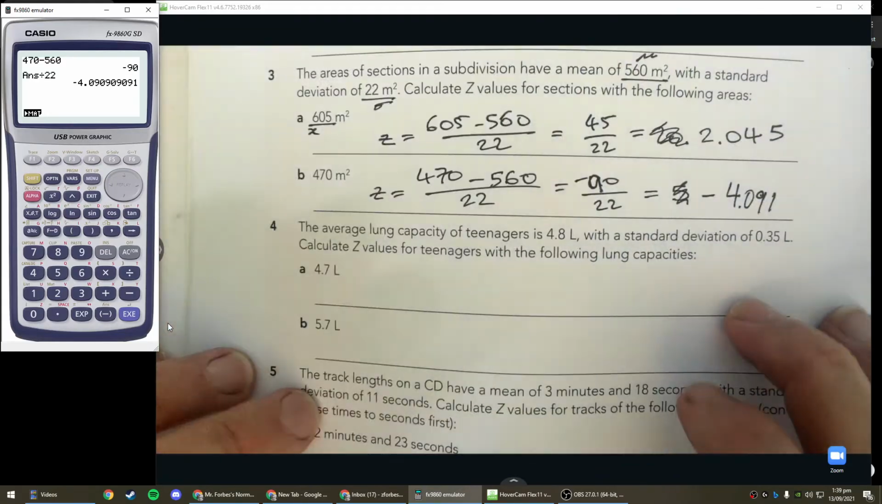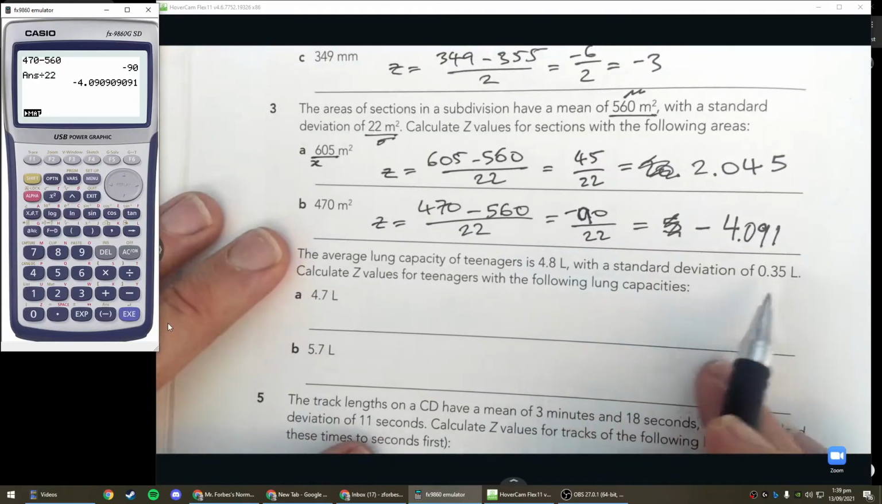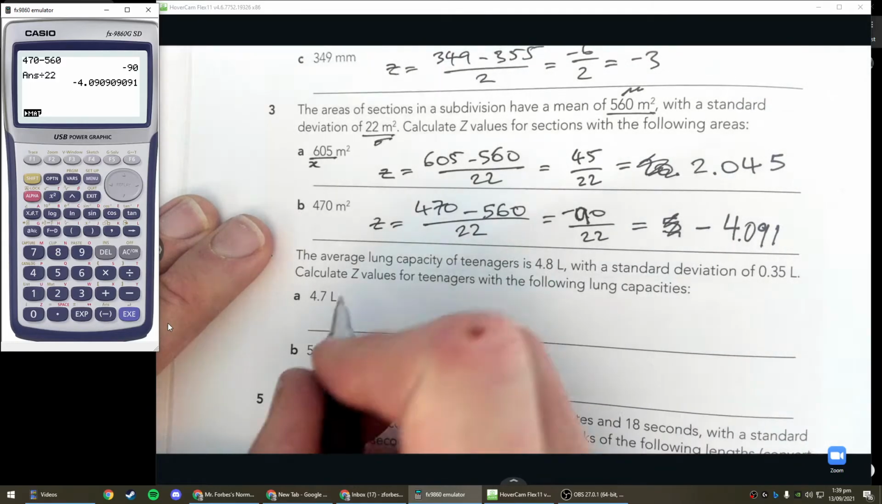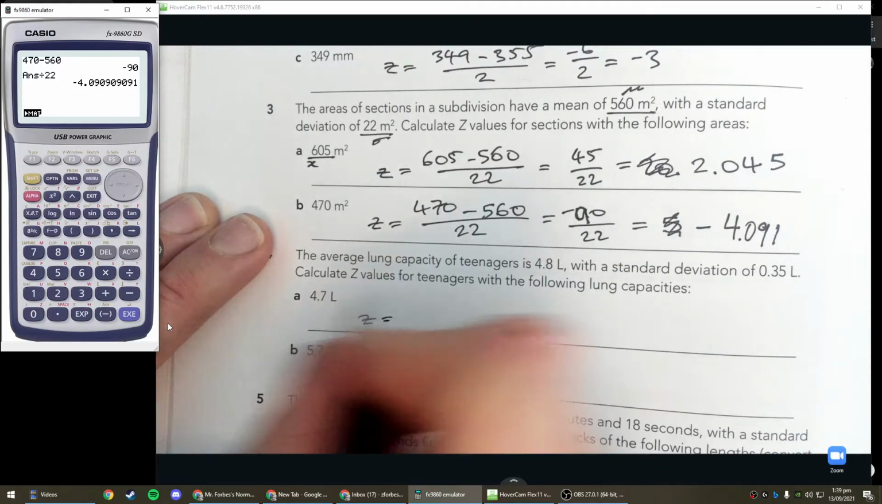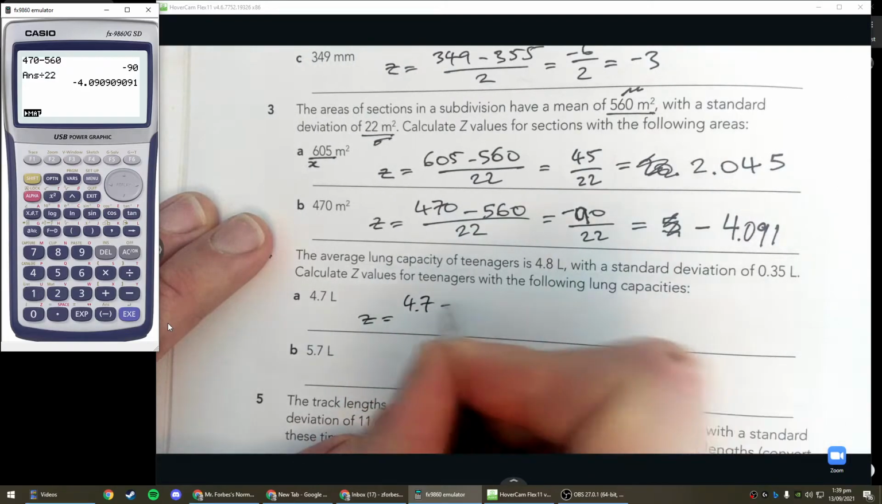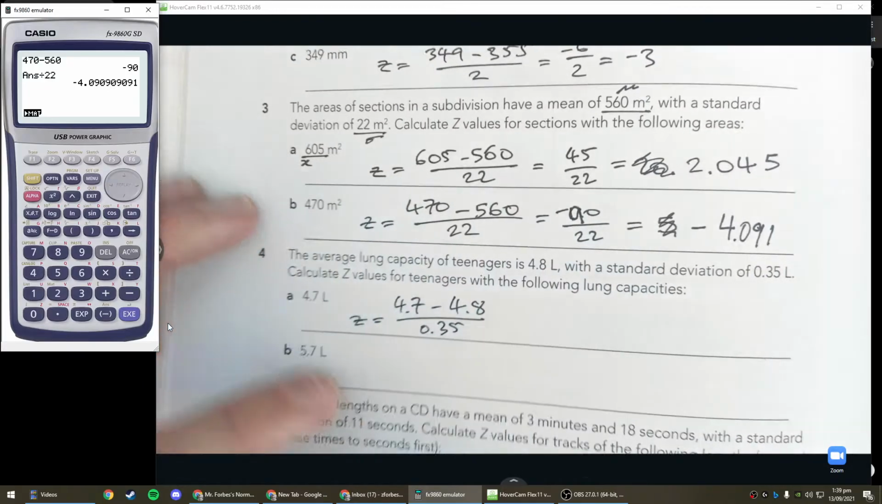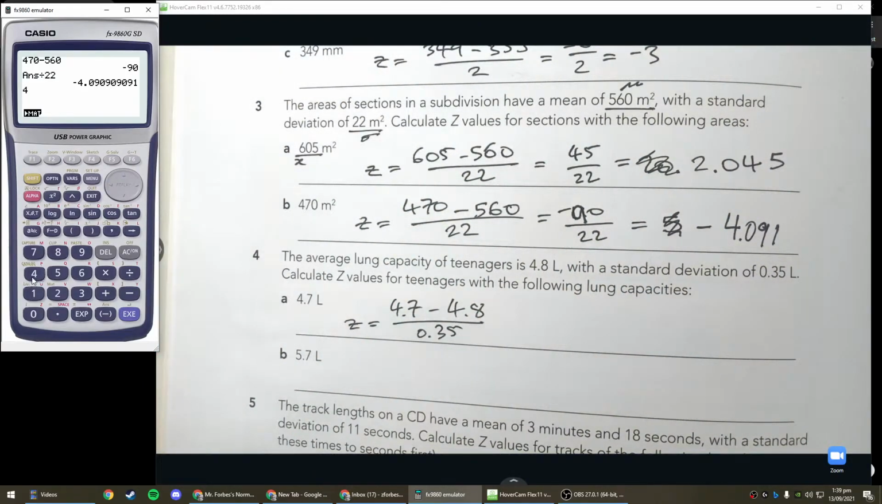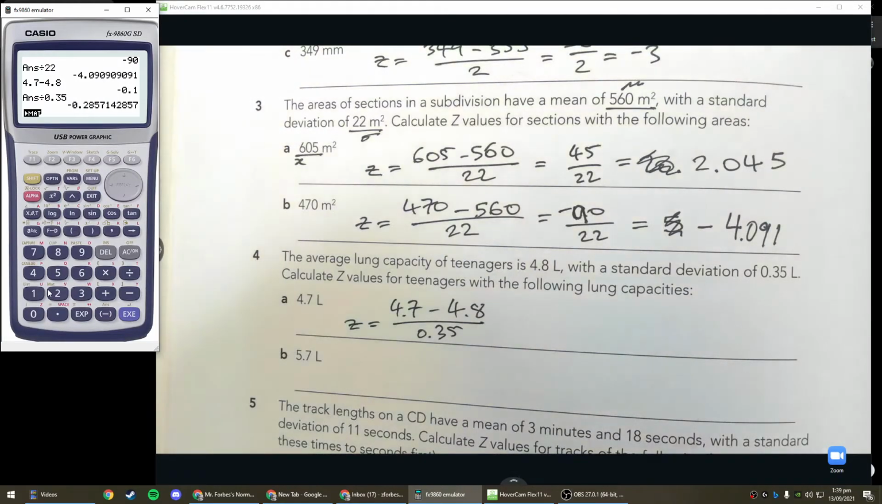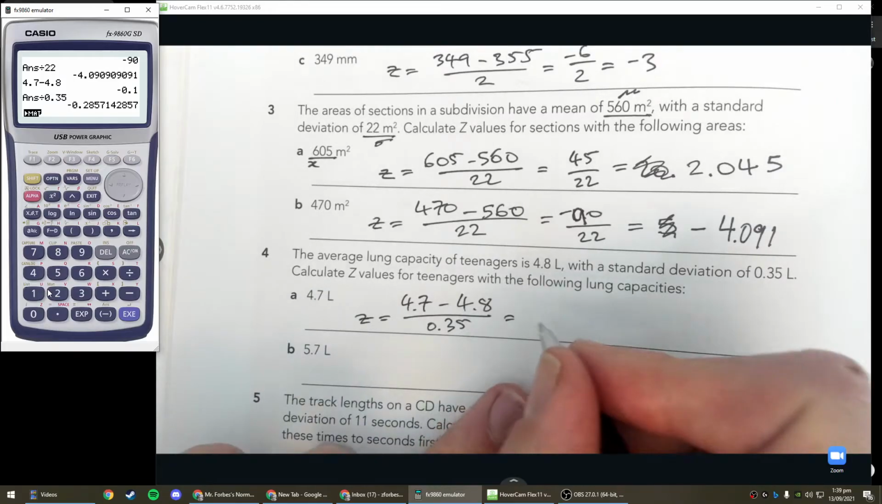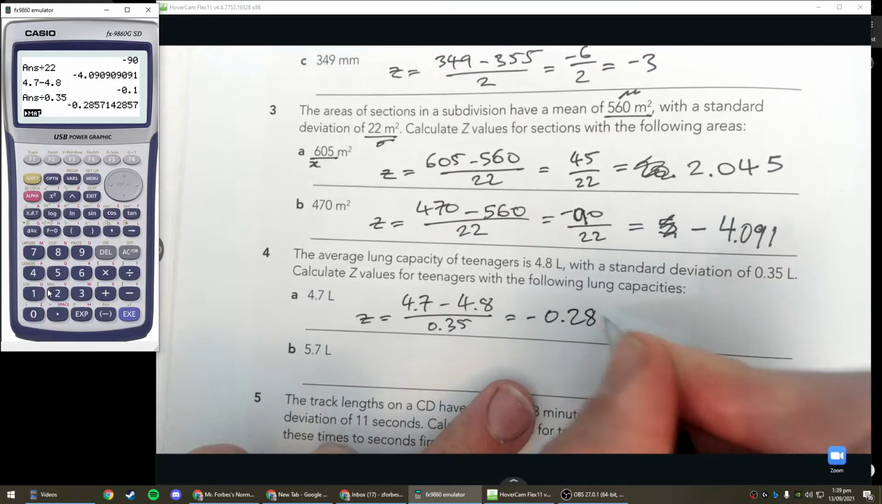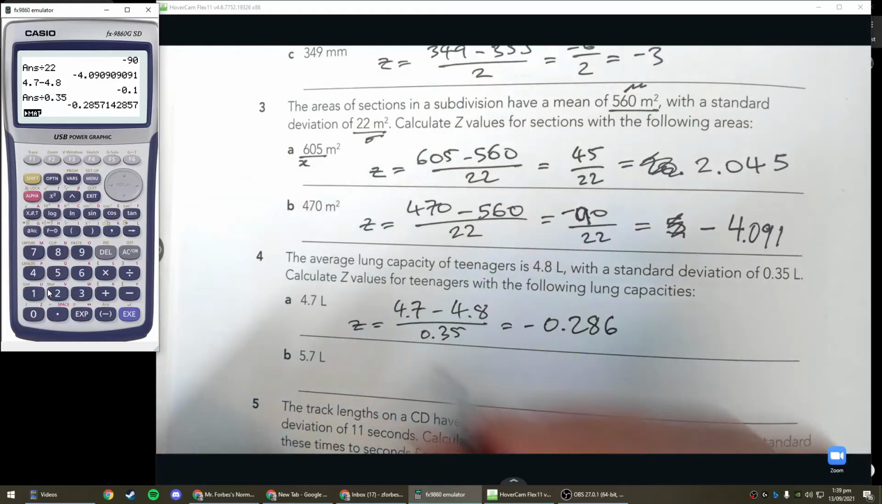Okay, the average lung capacity of teenagers is 4.8 litres with a standard deviation of 0.35. Calculate z values for the following. z equals, first we put in our x value, 4.7. We then minus off our mean, and divide by our standard deviation. Sometimes when it's too hard to do in your head, you just do it on the calculator. 4.7 minus 4.8 equals, then divide by 0.35. Our z value comes out at negative 0.286.